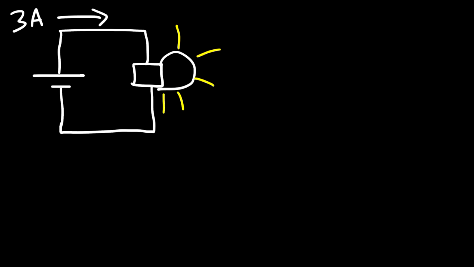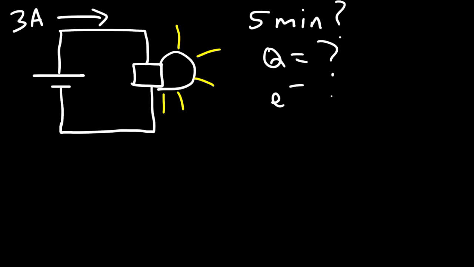How much charge will have passed through this light bulb in a period of 5 minutes? And so we need to calculate Q, and also during this time period, how many electrons flow through the circuit during this time. So go ahead and find the answer.